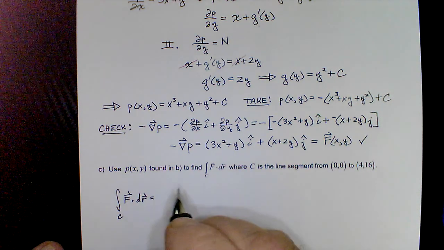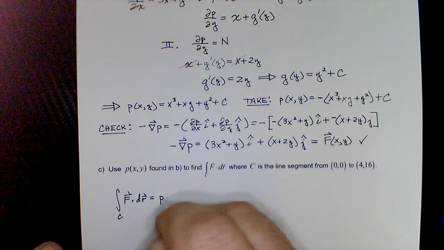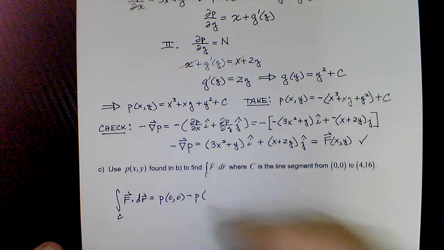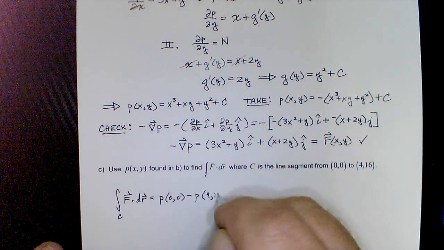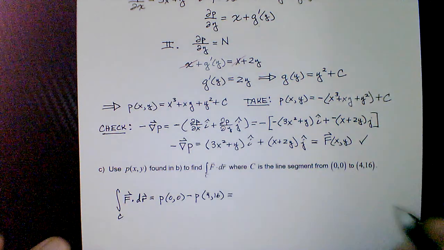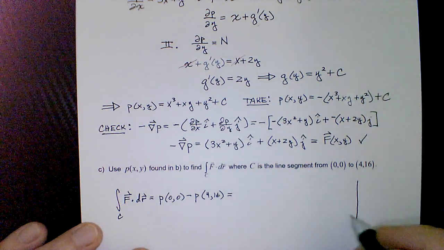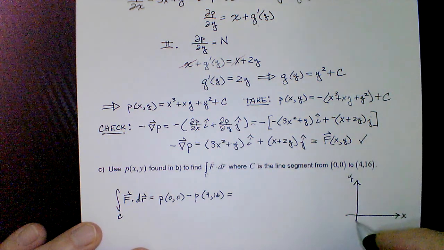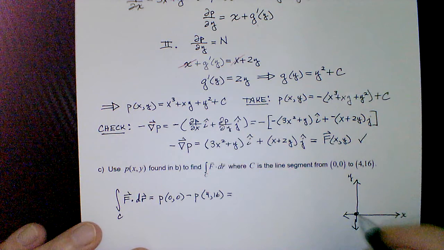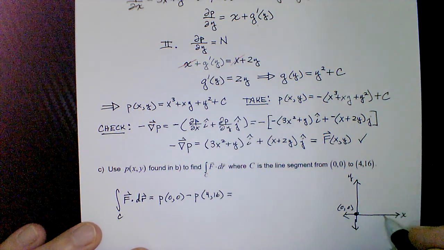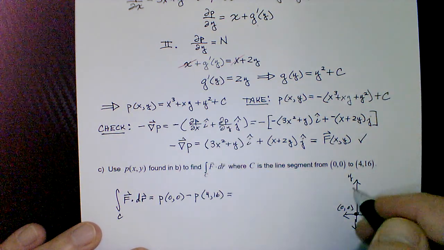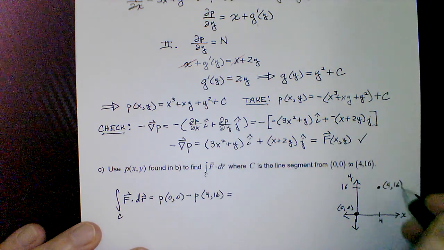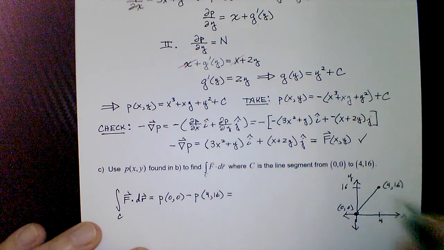If you wanted to say, yeah, we'll just do that. Say P of (0, 0) minus P of (4, 16). Okay, and really what we're doing here, and this will come into play in the next part of this example, we're starting at (0, 0), and we're going to (4, 16). So we're going along that path.